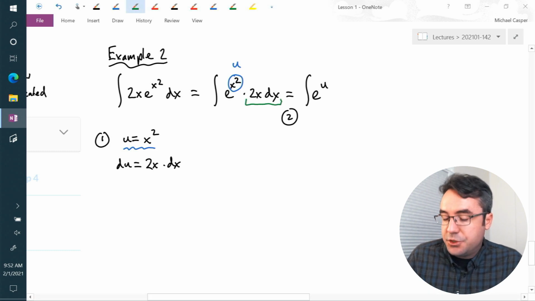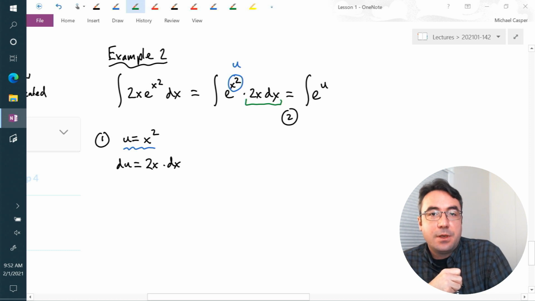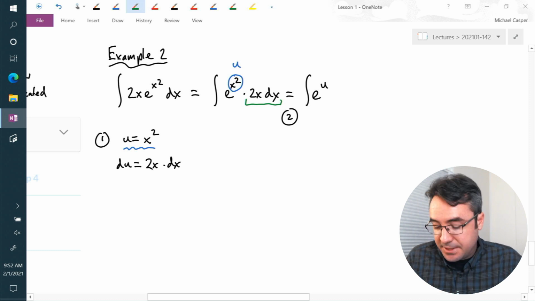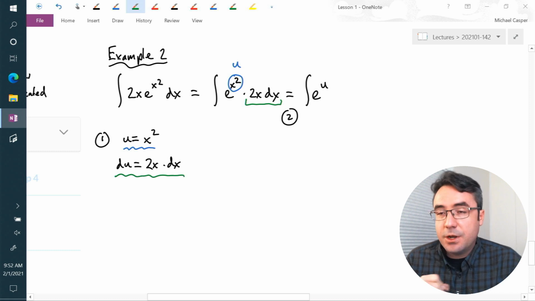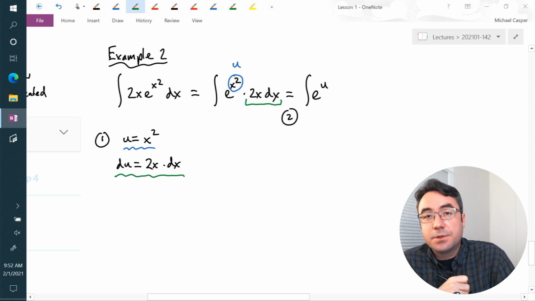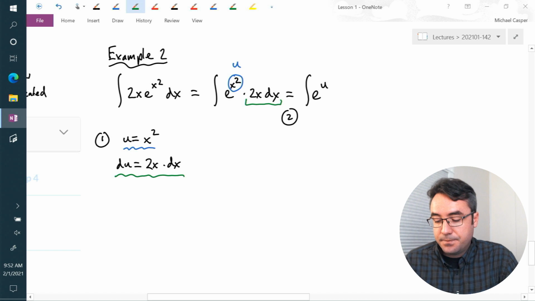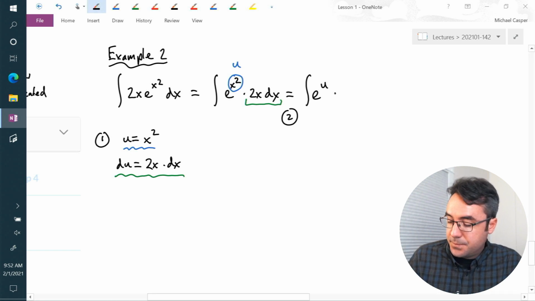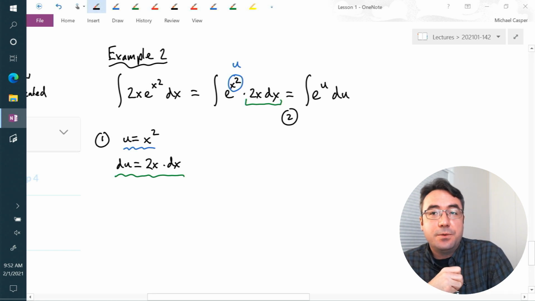Now, what's going to happen with this 2x dx? Well, we know what 2x dx is. We know that from right here. We know 2x dx is equal to du. So we're going to get the integral of e to the u du.